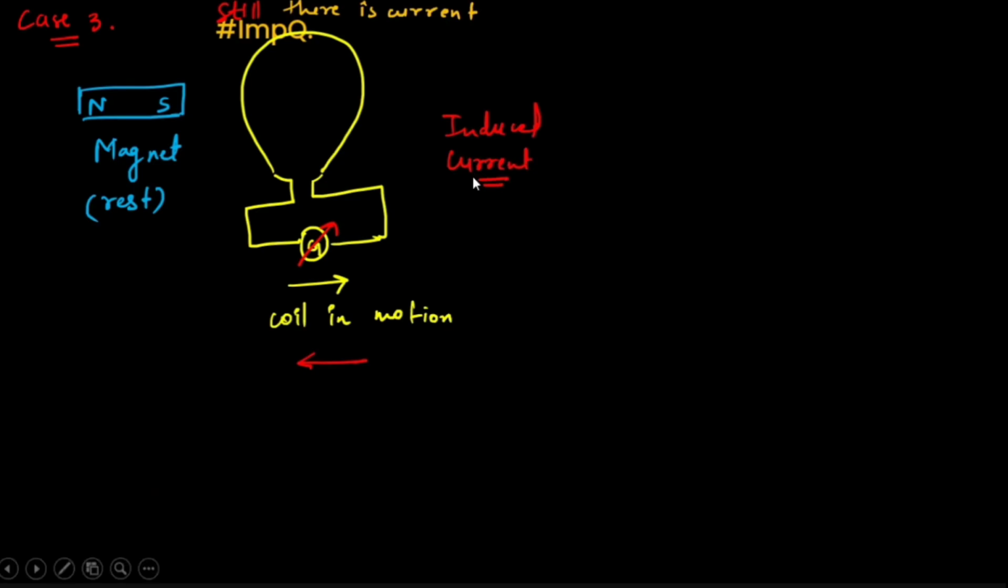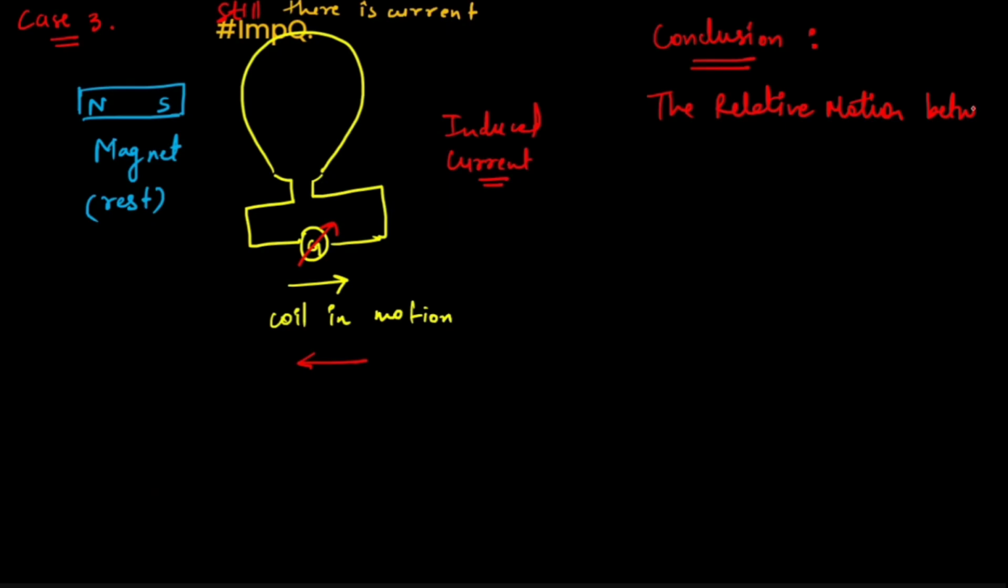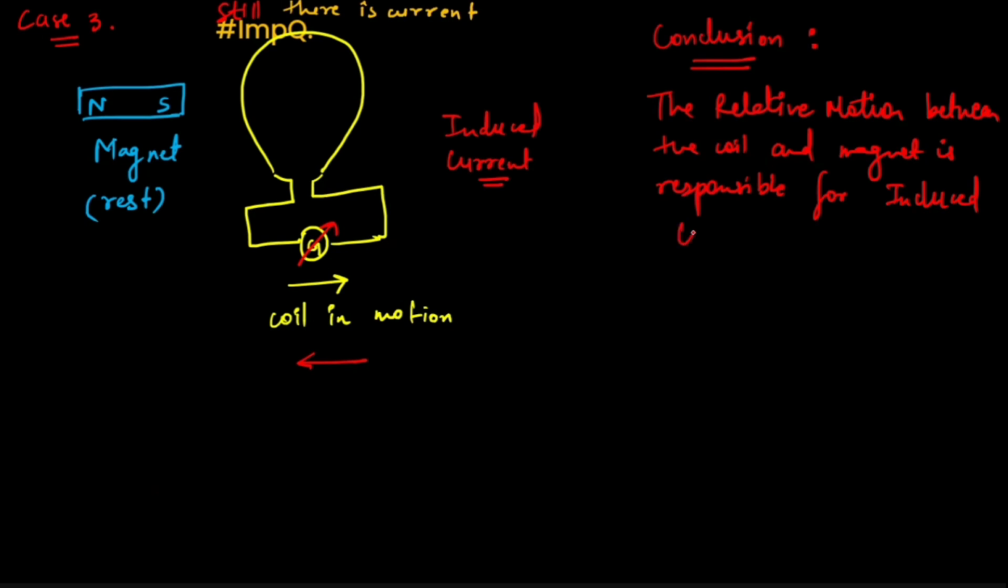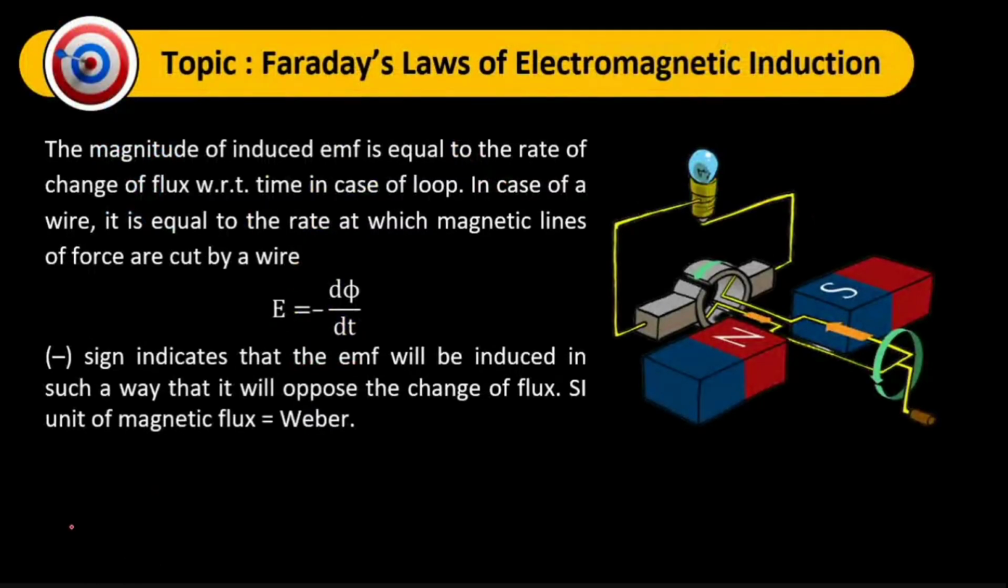So out of these initial three, four cases, the person came to the conclusion and he said that the relative motion between the coil and the magnet is responsible for induced current. But again, that is not the case.